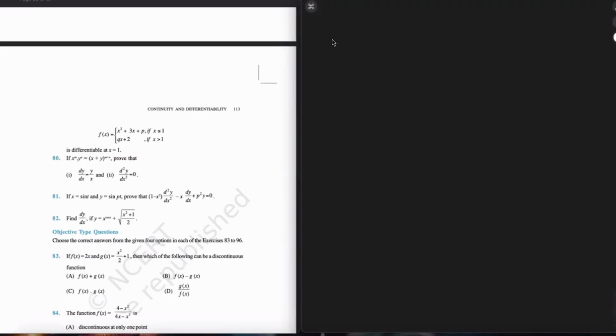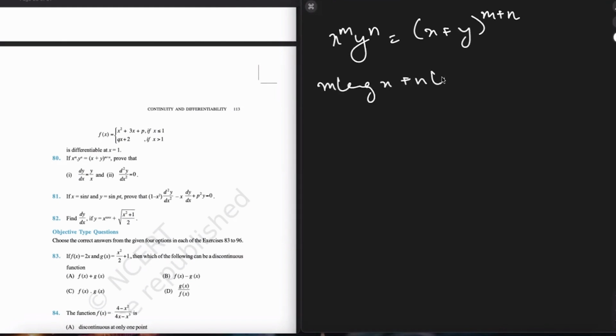If I want to take the log out of this, let's first write the question. x raised to the power of m and y raised to the power of n is equal to (x plus y) raised to the power of m plus n. Okay, so if I take the log, I have m log x plus n log y is equal to (m plus n) log (x plus y).